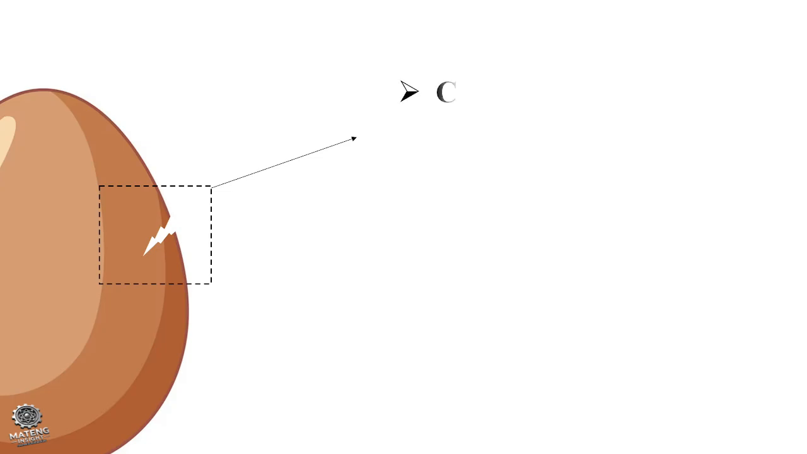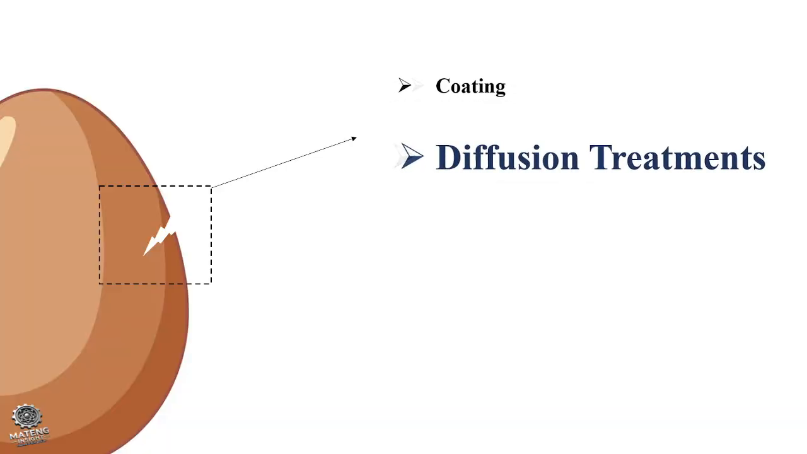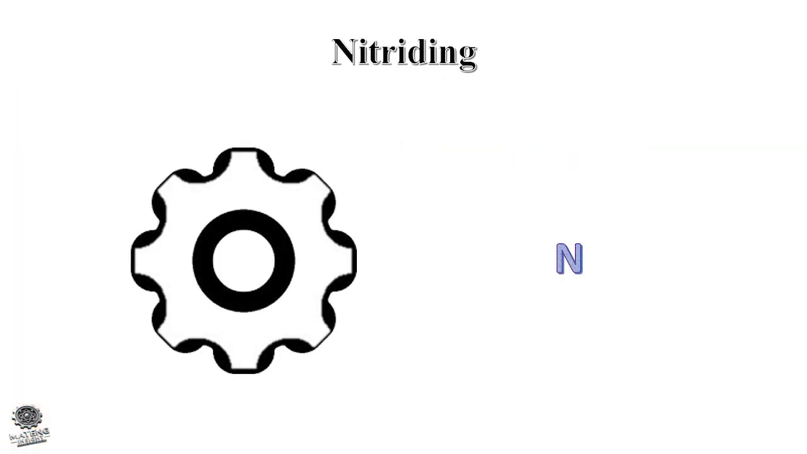Some methods simply add a coating on the top, like electroplating or painting. Others actually change the surface itself by diffusing atoms into the material. These are called diffusion treatments, such as carburizing and nitriding. In this video, we're going to focus on nitriding.